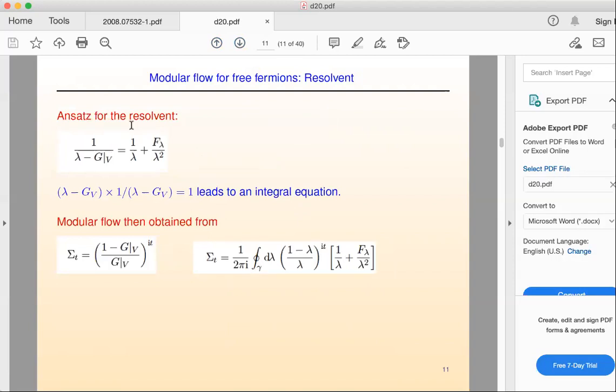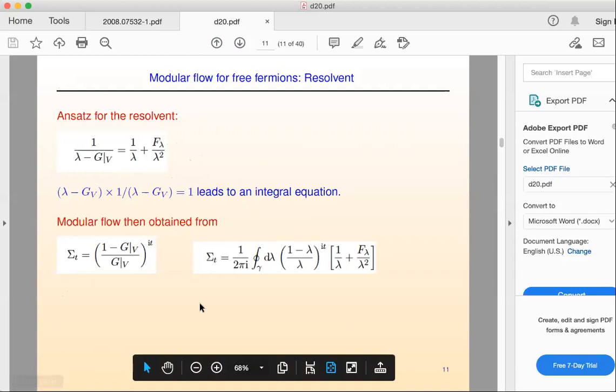So then we just make a particular ansatz for the resolvent, where we don't know what this f lambda is. And then we just use this equation, which is unity. And that actually leads to an integral equation by which we can determine this f lambda. And then we insert this into this expression here. And so if we just then formally use this, we get this expression here.